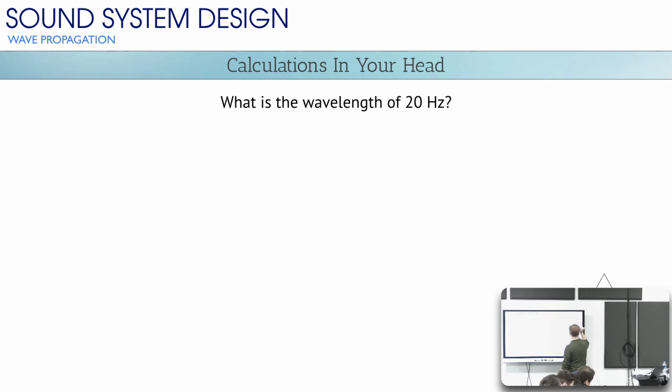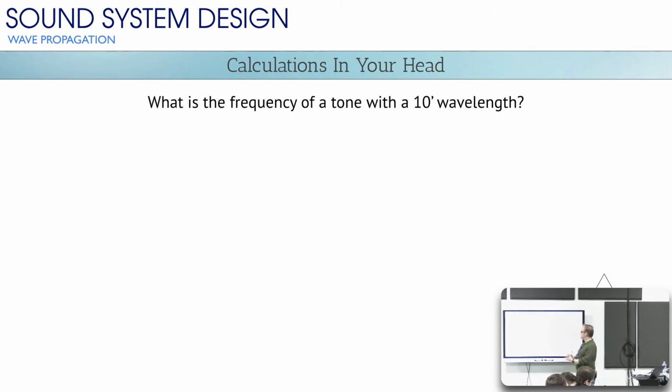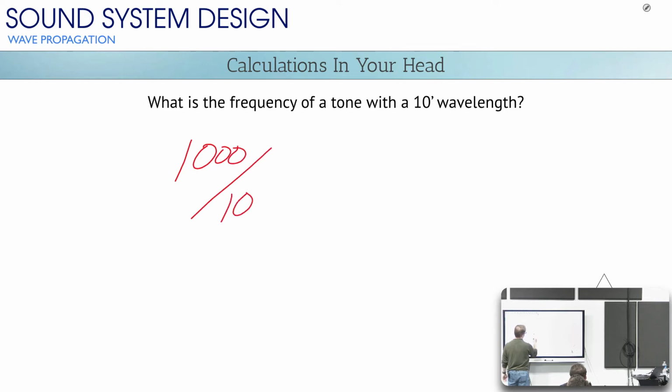Let's try another one. What is the frequency of a sound that has a 10-foot wavelength? In this case, I want to know frequency. So I'm going to do speed of sound, which is 1,000, divided by the 10-foot wavelength, and we get 100 what? Hertz, yes. Hertz, cycles per second.